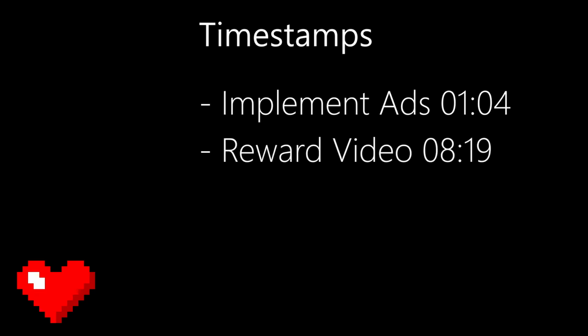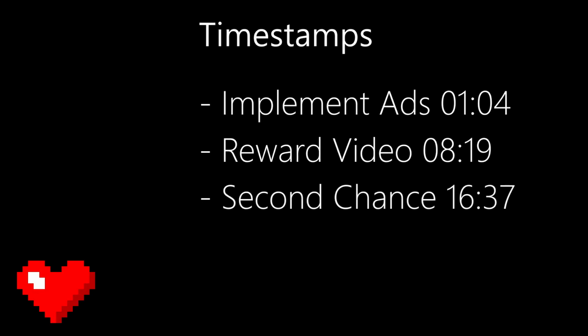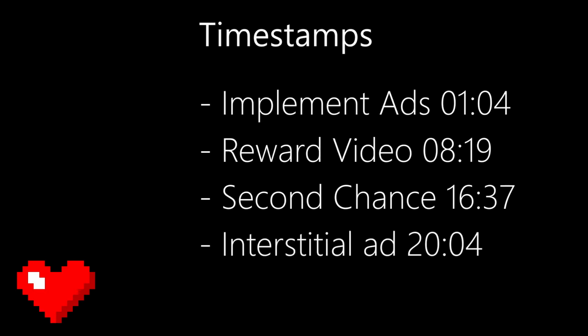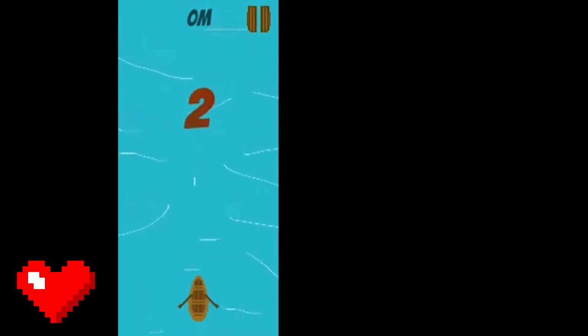then we make a reward video in the shop that will give the player some extra gold if they watch an ad, and then we make a second chance advertisement so that when the player loses a game, they can watch a video to get an extra life. And we're also going to make an interstitial ad that plays whenever the player loses a certain amount of games in a row. This tutorial series is based on a game that I've already made and published called BoatVenture.